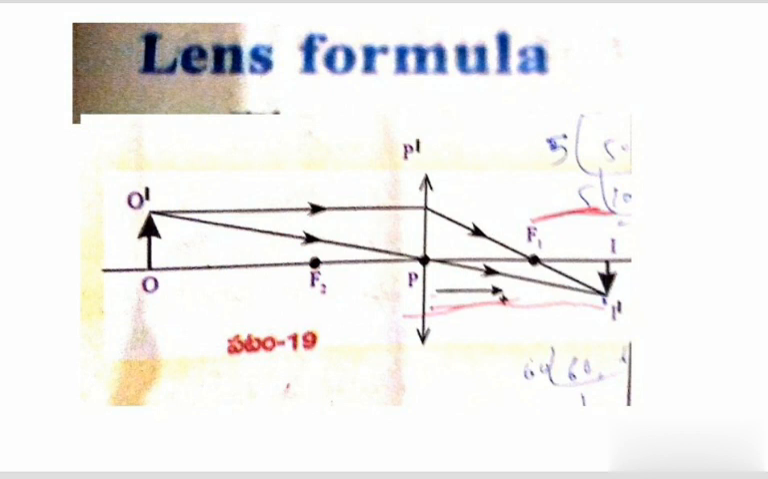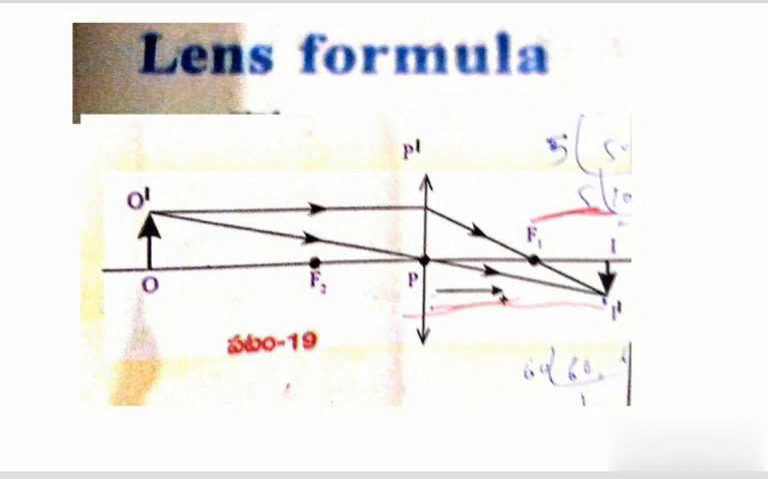Now PO, PI and PF1 are the object distance, image distance and focal length respectively. Here PO, that is the object distance, is denoted by u, and PI, at I dash, is the image distance. PI is the image distance, and PF1 is the focal length. PO, PI and PF1 are the object distance, image distance and focal length respectively.